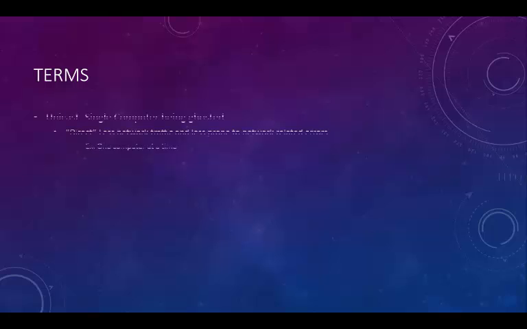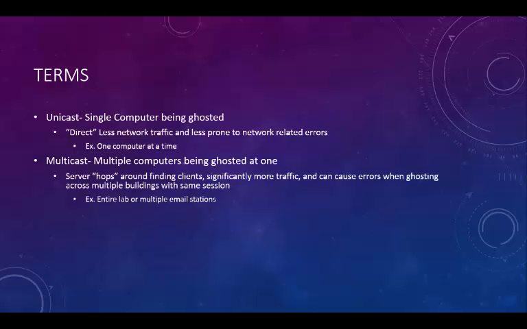The first of these terms is unicast, and uni being one or single. That's a single computer being ghosted at a time. It's a very direct protocol, less prone to network errors, but it's slow in that it only does one computer at a time, as opposed to multicast, which will let multiple computers be done at the same time. And the server basically hops around looking for clients that are using this protocol, and it's good for doing multiple labs, but it's a lot harder on the network.